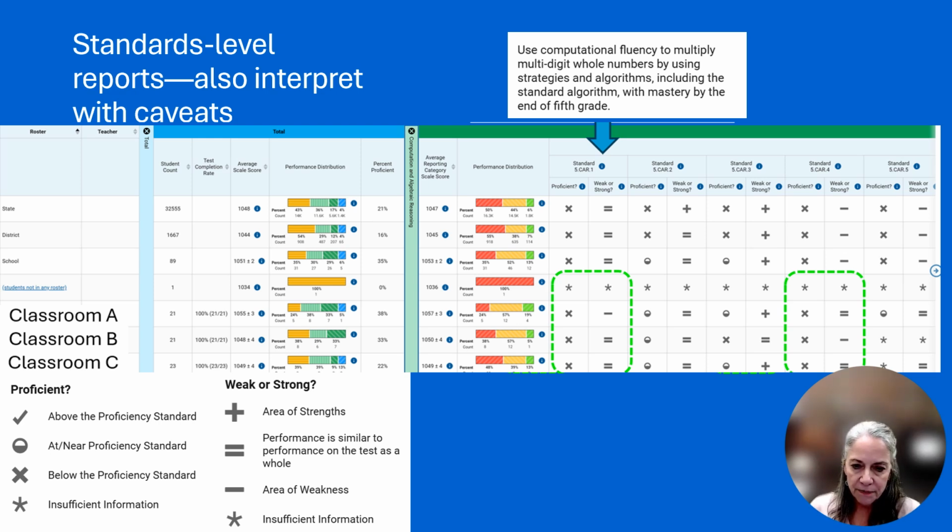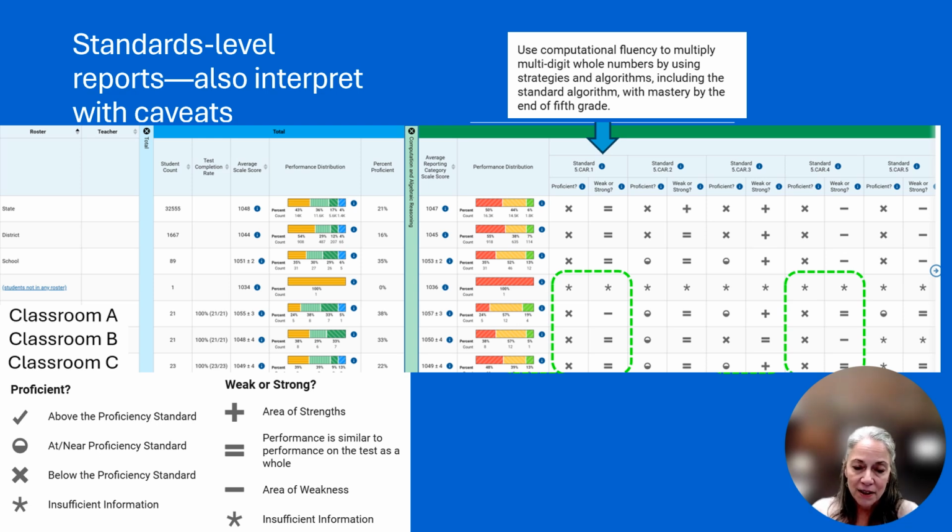But if you look at each of these, it represents a standard. And when you click on the little information button, you get the standard itself. The one that I've selected first is to use computational fluency to multiply multi-digit whole numbers by using strategies and algorithms, including the standard algorithm, with mastery by the end of 5th grade. So again, if your students haven't mastered it yet, it's not a problem. But you take into consideration how much opportunity they've had to learn, how they might need to have more practice, how some kids need more practice than others, etc.